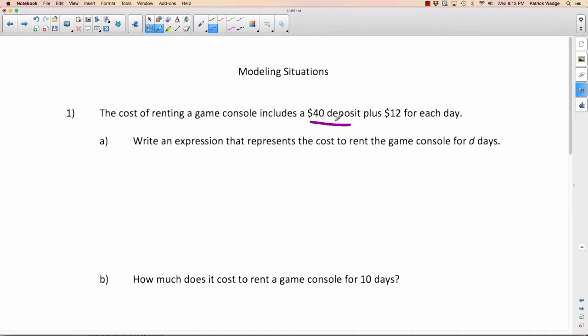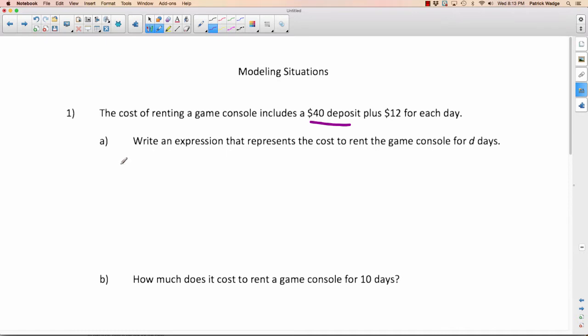If you take it out for 1 day, you pay $40 plus $12 for every day. If you take it out for 50 days, you pay $40 plus $12 per day. You don't pay $40 every day. That's just a one-time fee, right? So what we want to do is we want to write an expression that represents the cost to rent the game console for D days, for any number of days, basically.